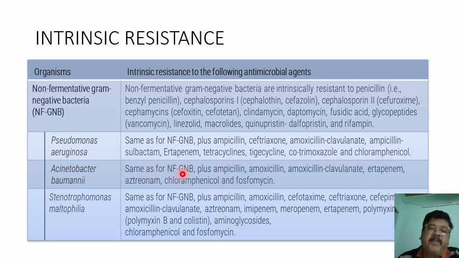Acinetobacter: same as NFGNB plus ampicillin, amoxicillin, amoxiclav, ertapenem, aztreonam, chloramphenicol, and fosfomycin. Stenotrophomonas maltophilia: same as NFGNB plus ampicillin, amoxicillin, cefoperazone-sulbactam, ceftriaxone, cefepime, amoxiclav, aztreonam, imipenem, meropenem, ertapenem, polymyxin B, aminoglycosides, chloramphenicol, and fosfomycin. So a lot of drugs have intrinsic resistance.